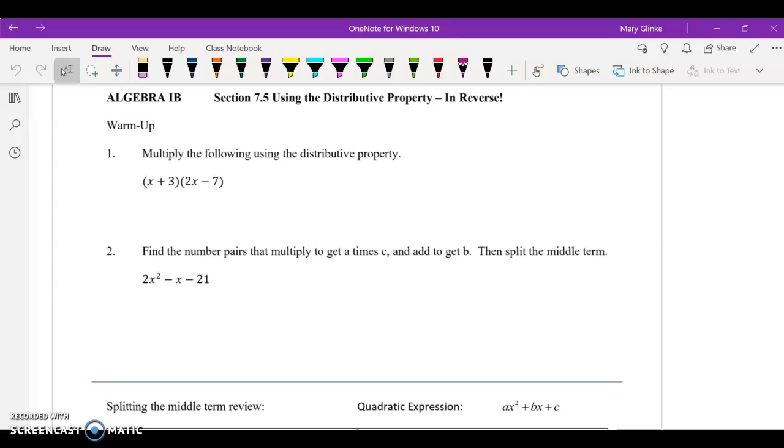Hello, today what we're going to do is we are going to start factoring things by undoing the distributive property. So to start us off, we're going to start by distributing x plus 3 to 2x minus 7.